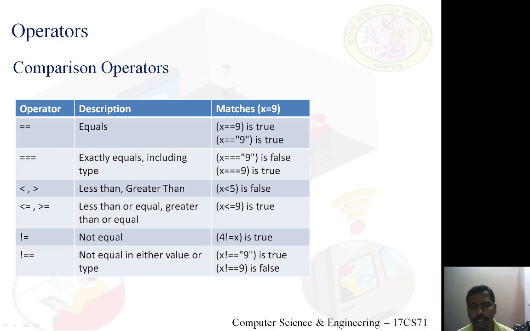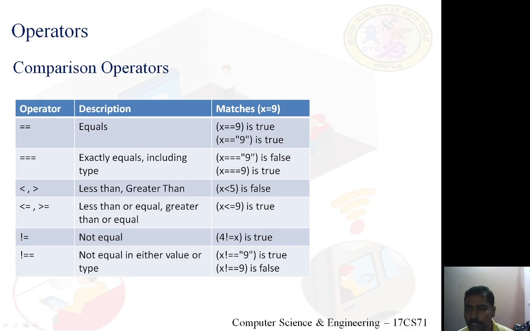Less than, greater than, you are familiar with. Less than or equal, greater than or equal, no need of explanation, I think, because you are familiar with that. Even not equal, you are familiar with. But the last operator, not double equal: here I want to check whether two variables are different, not only with respect to contents but also with respect to data type. Then I need to go for the last one.